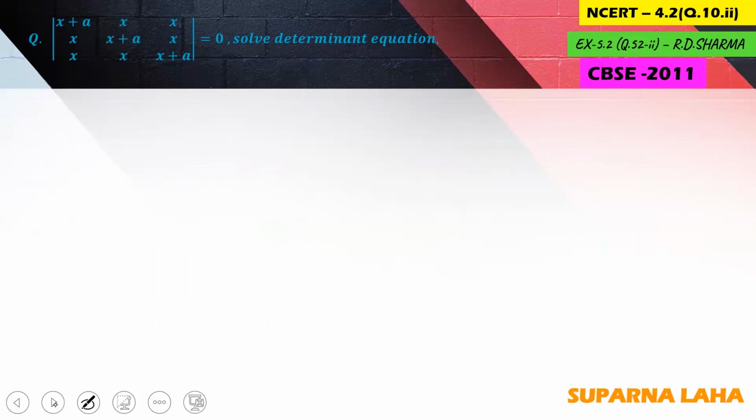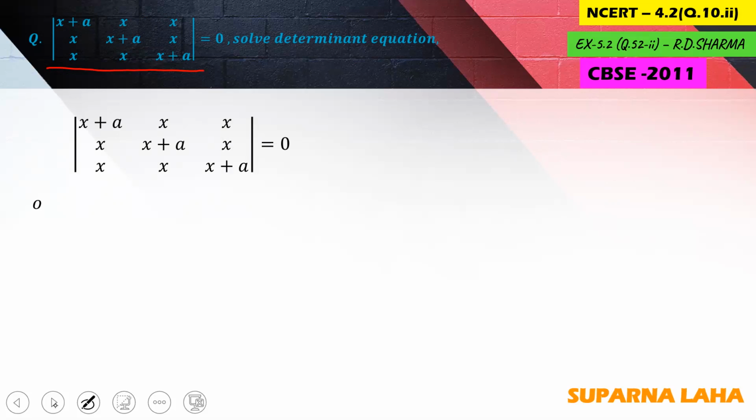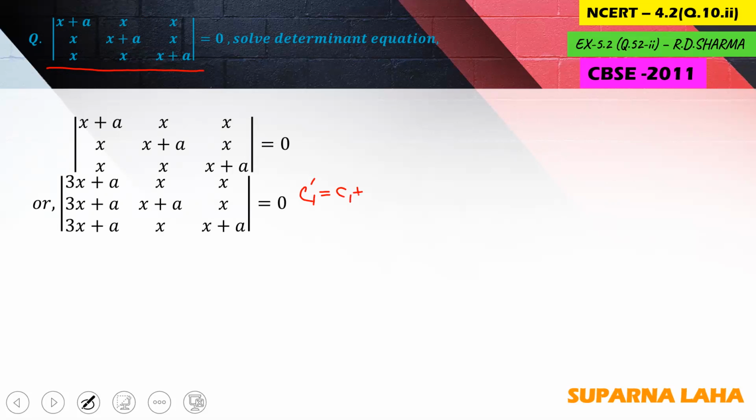So solve this determinant. You need to find the value of x. And look at the previous 2 classes. We already solved this type of problems. That is, we already found the value of this determinant in the previous class. So now here you need to find the value of x. So what did we do at that time? We did the same operation, that is adding them: C1 dash is given by C1 plus C2 plus C3.